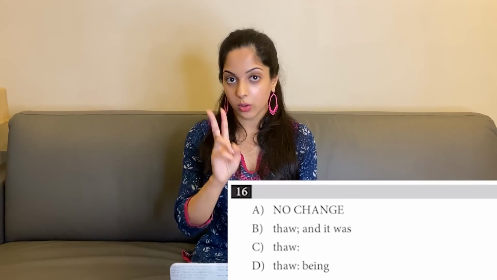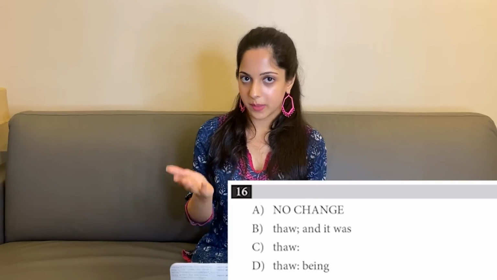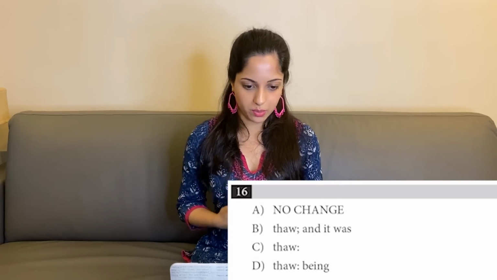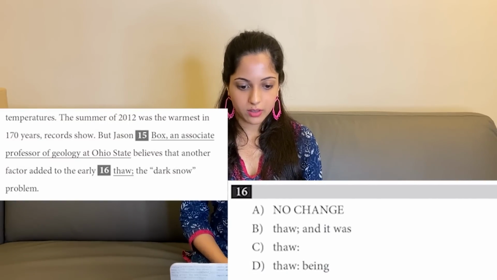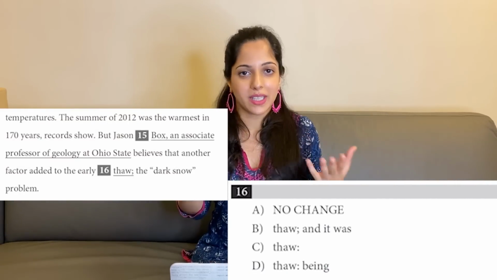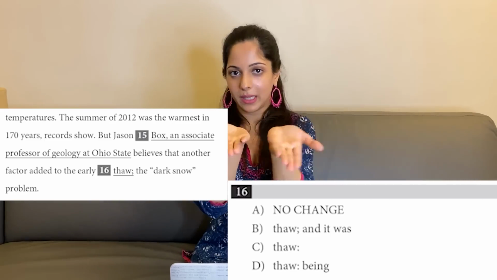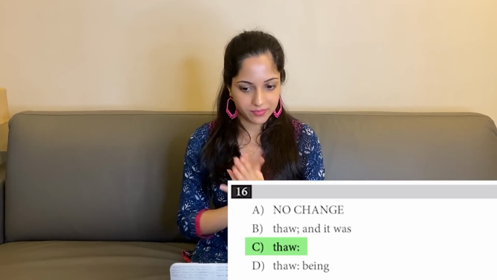Now let's look at the two colon options. Thaw, colon, the dark snow problem would be C, and D is thaw, colon, being the dark snow problem. Now let's read that. Box believes that another factor added to the early thaw, colon, being the dark snow problem. That doesn't really make sense. The word being here is redundant because using a colon means being, therefore, and so on. So my answer is C.